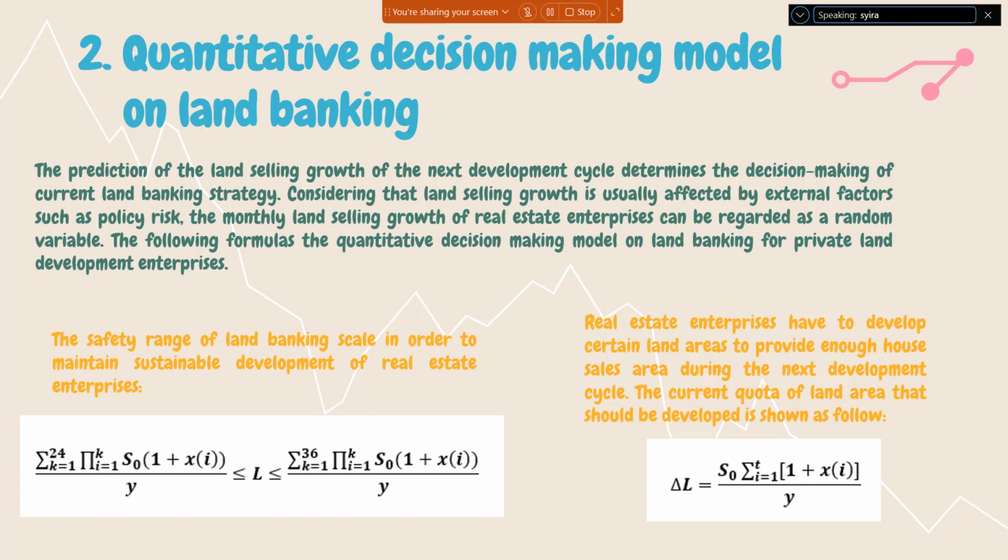First, we have the formula for the safety range of land banking scale, in order to maintain sustainable development of the real estate enterprise, as you can see. Second, real estate enterprises have to develop certain land areas to provide enough house sales area during the next development cycle. The current quota of land area that should be developed is shown as follows.